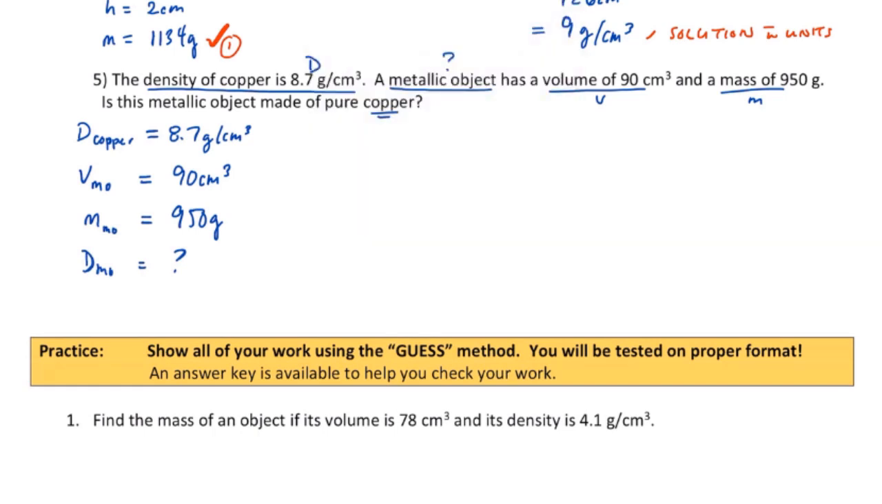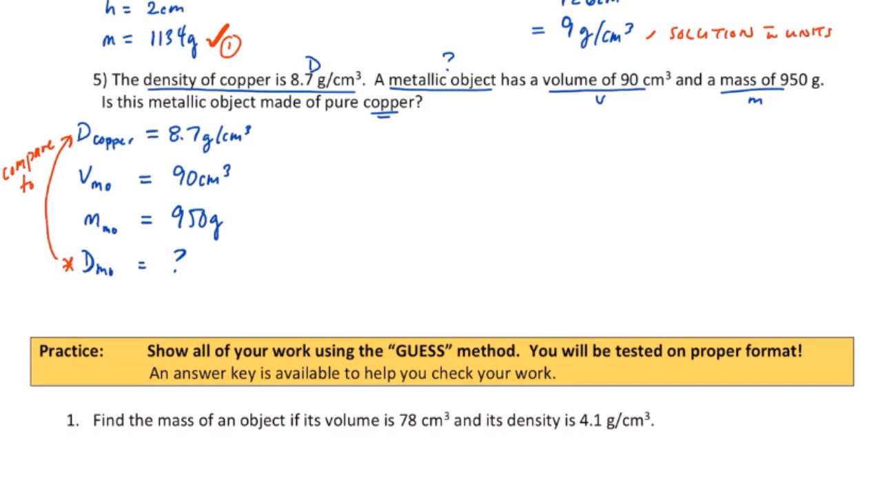Once we have this density figured out, we can just compare it to the density of copper. If it's the same number, then yes, this metal object is made of copper. If it's a different number, then no, it's not copper. It's some other type of metal. Okay? So let's write out our formula and we'll get the rest of our marks here.